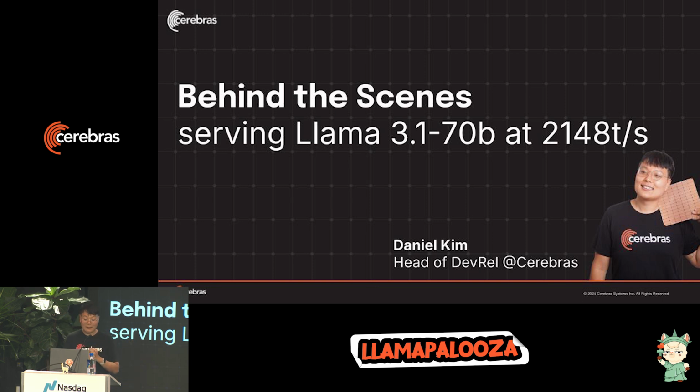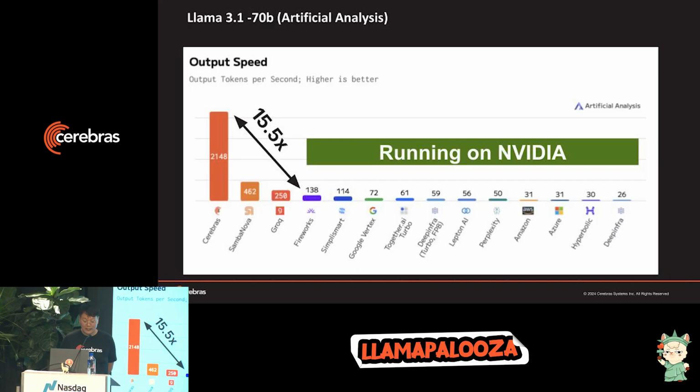But today, I want to talk about how we achieve this amazing speed with Cerebras technology. To give an idea of how much faster we are, this is a graph of every single provider out there that serves open source Llama models. Right now, we're 15.5 times faster than the fastest inference provider that runs on NVIDIA GPUs, just to give a context about how fast we are. During my presentation, I'm going to break down a couple of optimizations that we make on the hardware side as well as the software side to achieve this incredible speed.